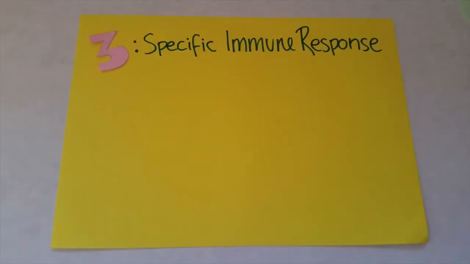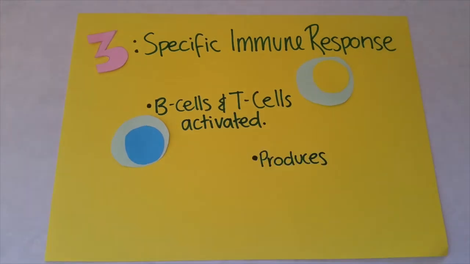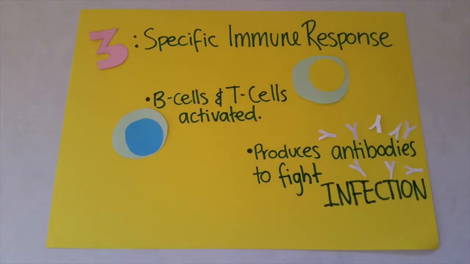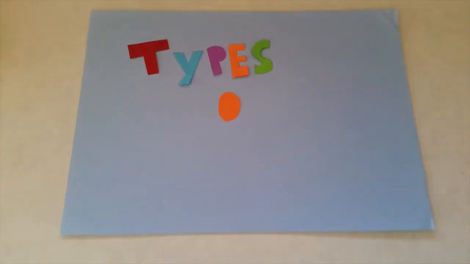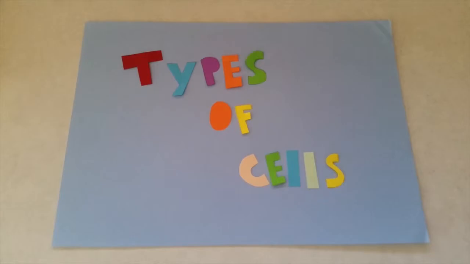Now to the third line of defense. This is known as the specific immune response. The specific immune response is where the B cells and T cells are activated. These cells help fight infection by producing antibodies. Now we are going to discuss what types of cells are involved.